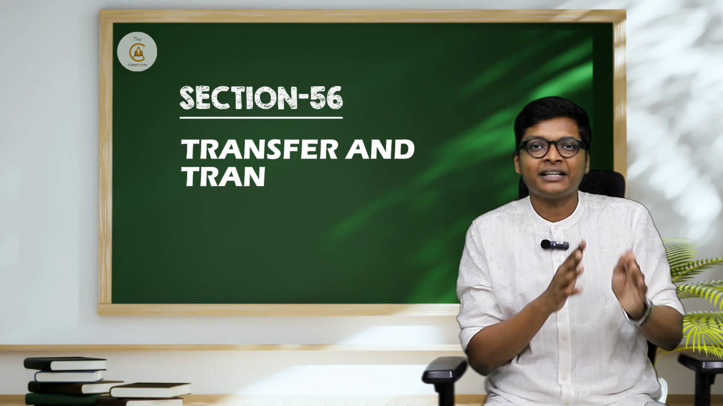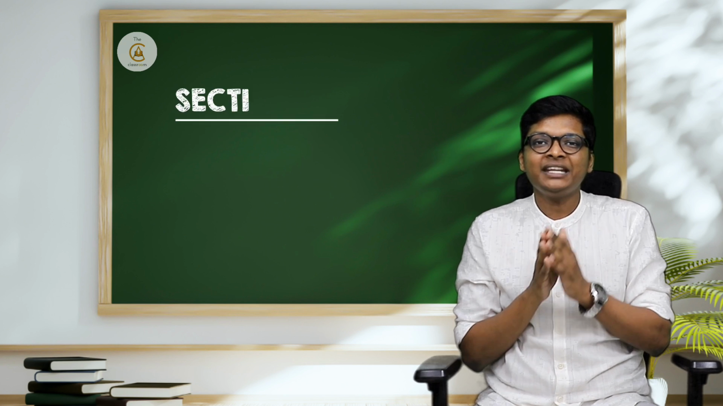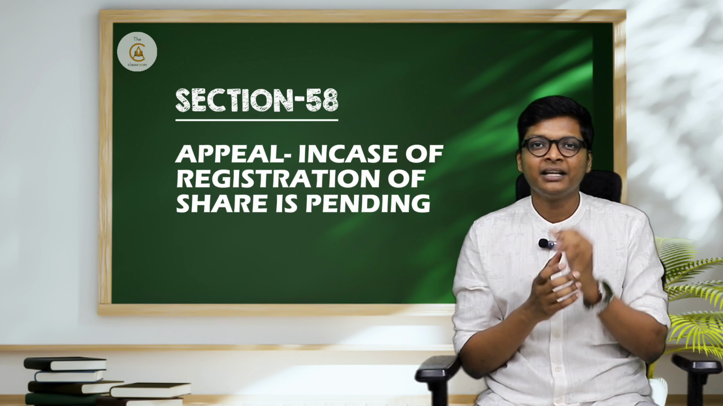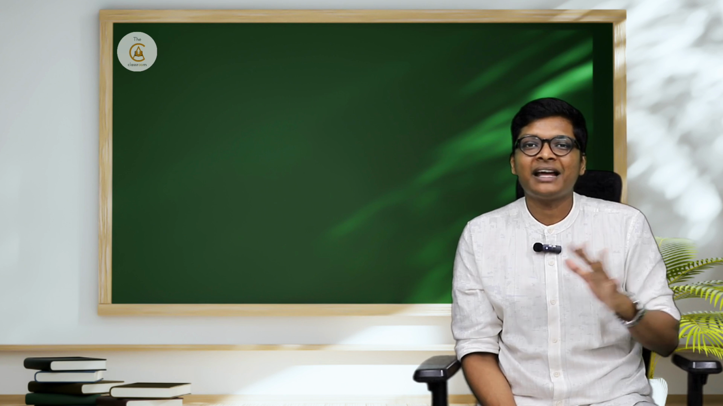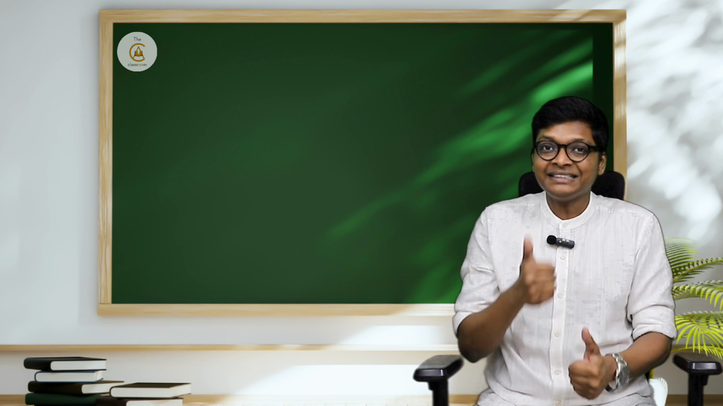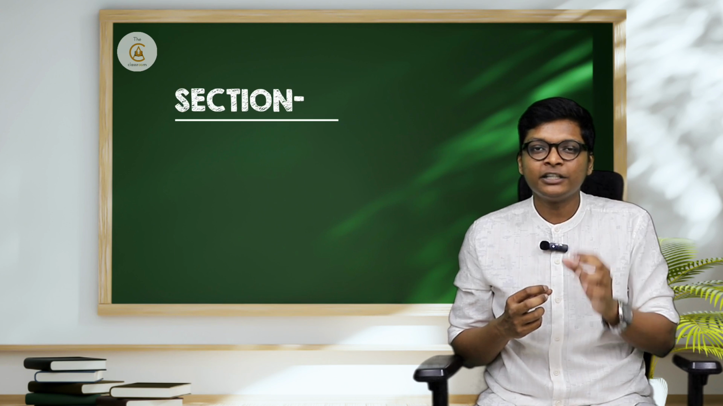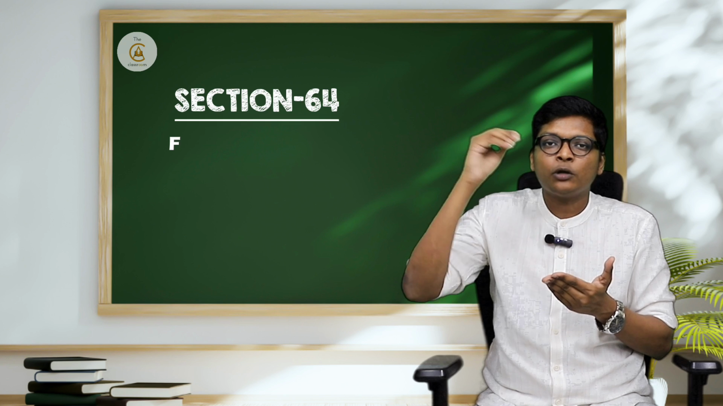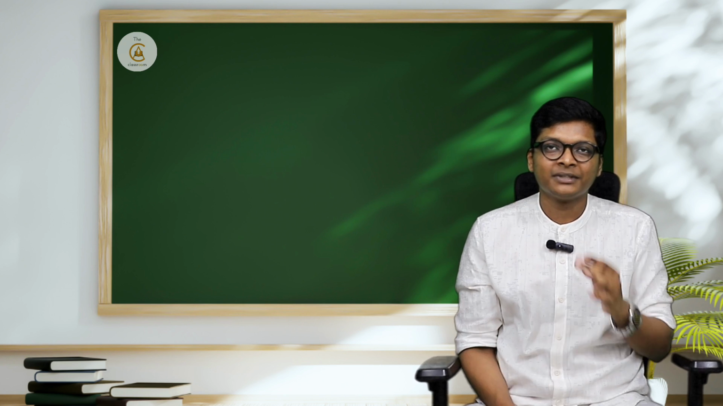56 is transfer and transmission. 57 is punishment for impersonation. 58 is appeal in case of registration of shares pending. 59 is rectification of name in register of members, and 60 we don't have in our syllabus. 60 series are very important. 61 alteration of share capital, 62 rights, 63 is bonus, 64 filing to ROC in a few cases when authorized share capital goes up, 65 not in our syllabus.